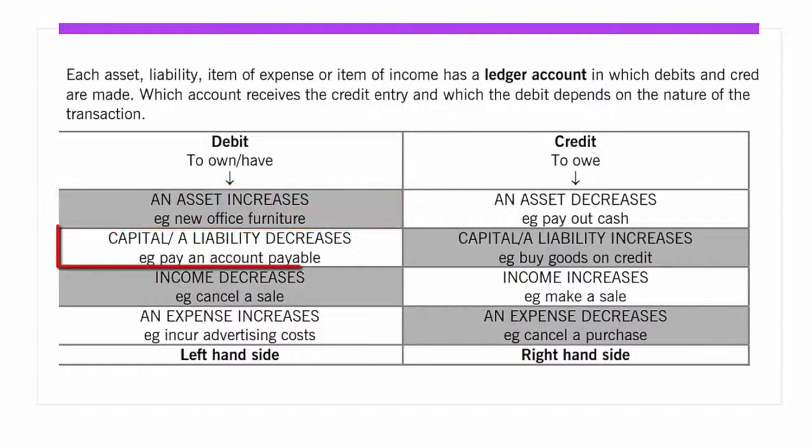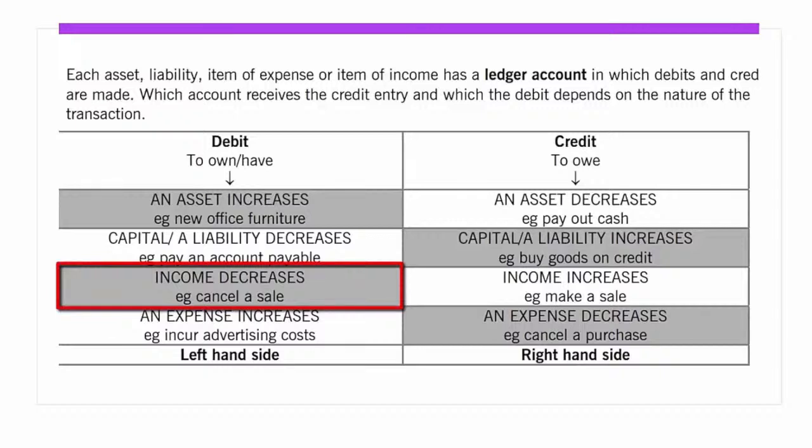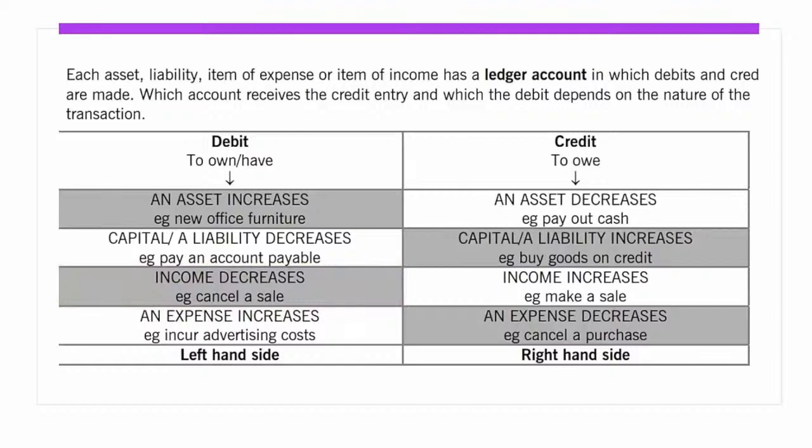2. A liability or capital decreases. If you pay off an account payable, a liability, the liability decreases, so you would record this as a debit. 3. Income decreases. If you cancel a sale or give a refund, your income decreases, so you would debit the account. 4. An expense increases. For example, if you spend money on advertising, this is an expense, and it would go on the debit side.